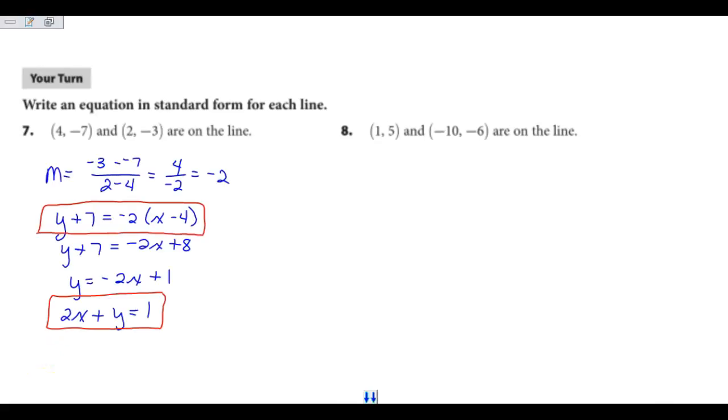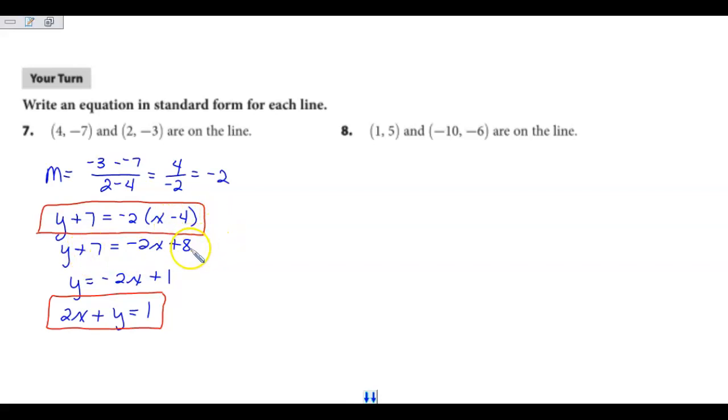Okay, so I found my slope. I found my difference in my y's over my difference in my x's, and I simplified, and I got -2. Then I used my first ordered pair to write my point slope, so I got y plus 7 equals -2 times x minus 4. I simplified it.